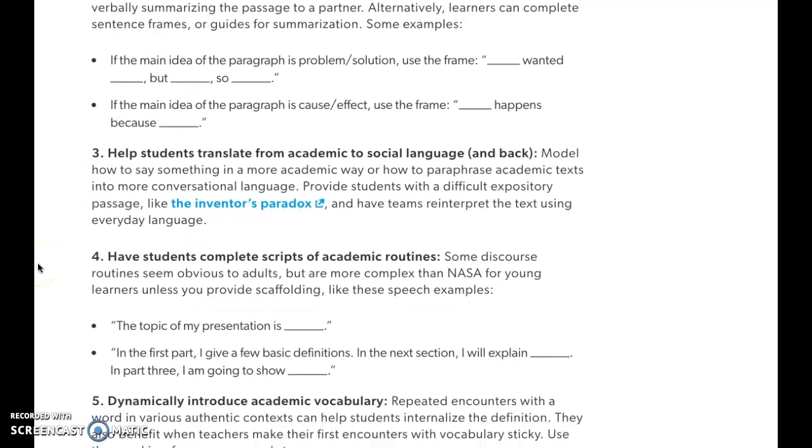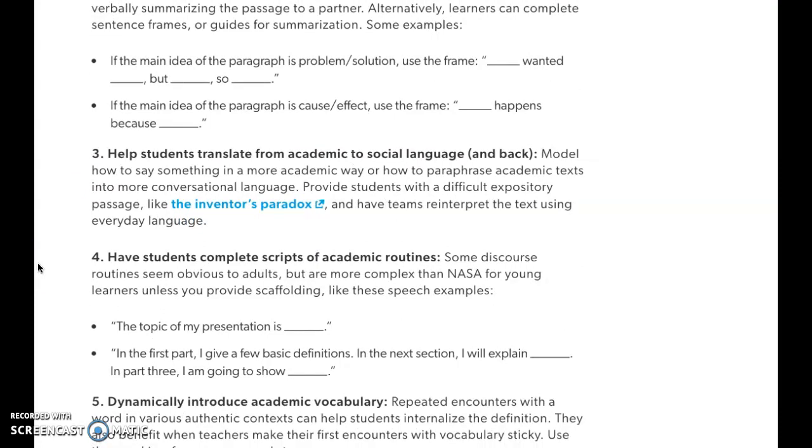As well, to help students translate from academic to social language. The way they're coming in is a very laid back way of speaking, and we want to help them transition from that regular everyday language to incorporating some of the academic language they will be using in class, to say it in a more academic or professional way. So, providing students with difficult words and having them incorporate those with their everyday language. Not just having them do one or the other, but being able to translate back and forth.